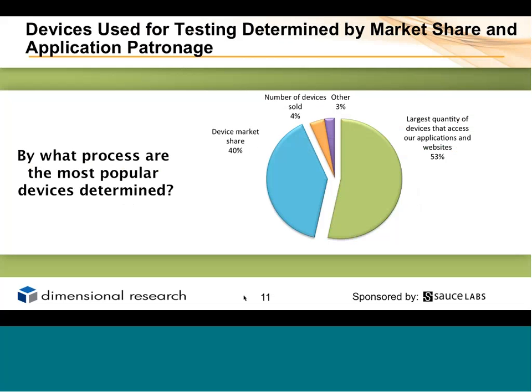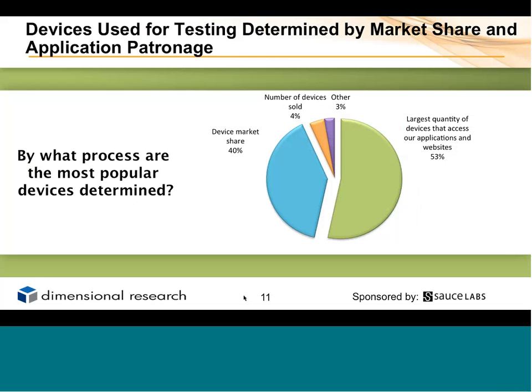Now, this particular slide indicates a question we asked: by what processes are we determining what devices are being tested? What and how are you putting into your test pool? And I have to be honest, this was a bit of a surprise. We certainly expected what came up at 40% to be the market share. We expected that to be a very big piece of the pie chart, much greater than 40%.